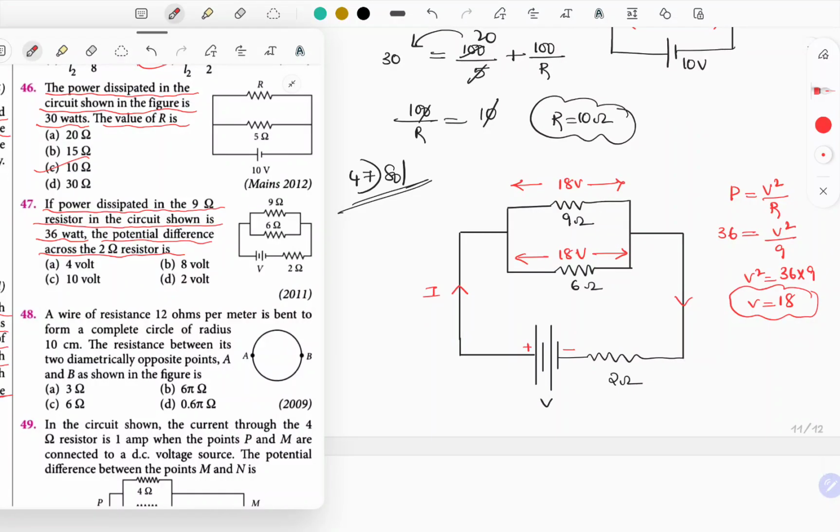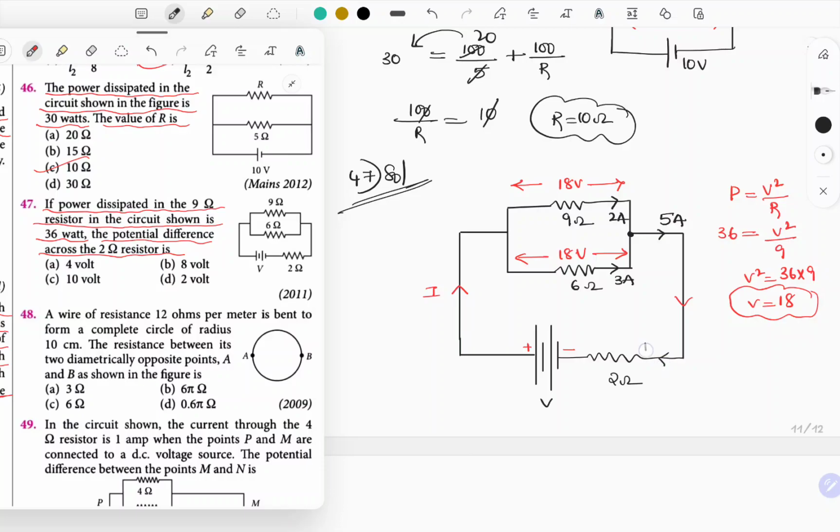So this is how the current is flowing. I know the voltage across these two resistors. First of all, find out the current flowing through this. What is the current flowing through this? 18 by 9, 2 ampere. And what about this? 18 by 6, 3 ampere. So these two currents are entering at the junction, then the leaving current is going to be 5 ampere. That is the value of the total current in the circuit. So I is equal to 5 ampere.